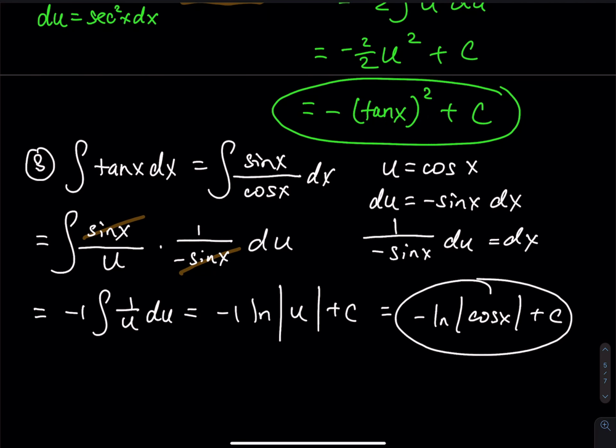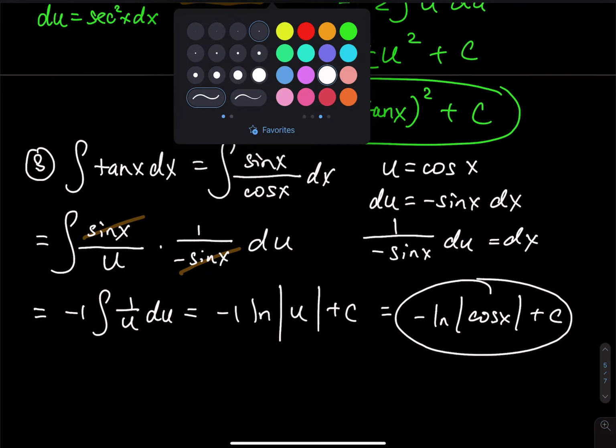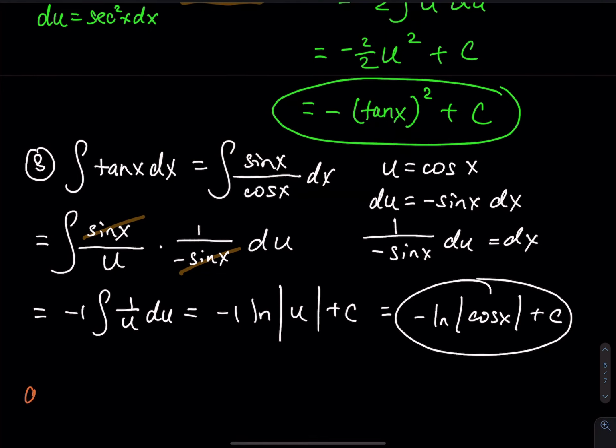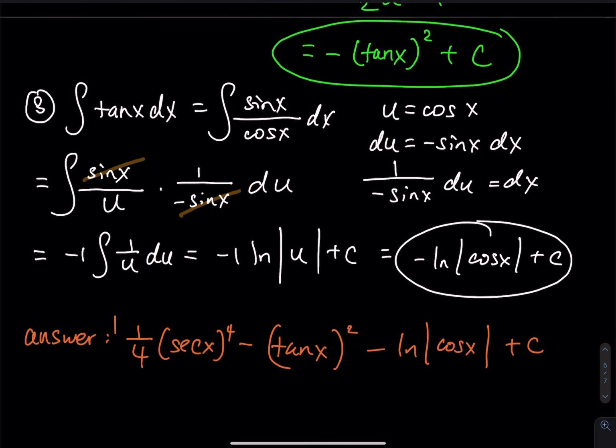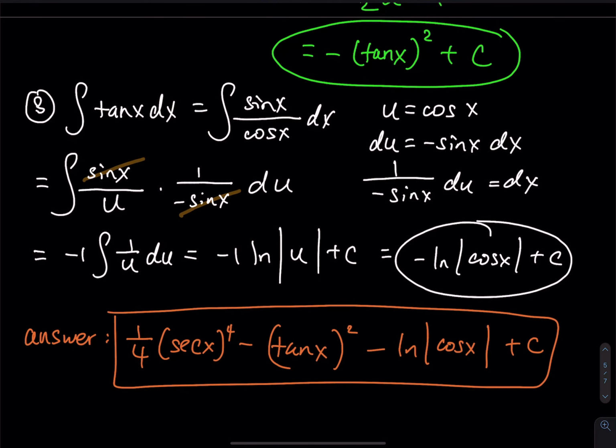So overall, the answer, you have 1 over 4 secant x to the 4th power minus tangent x to the 2nd power, and then minus ln absolute value of cosine x, and then you plus c. So this is the answer to the last integral.